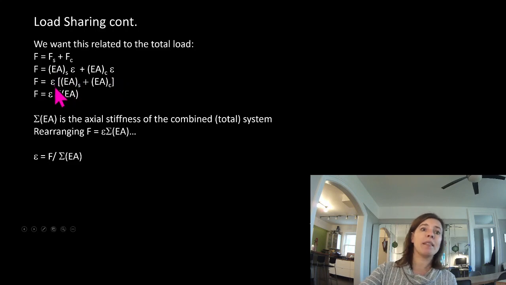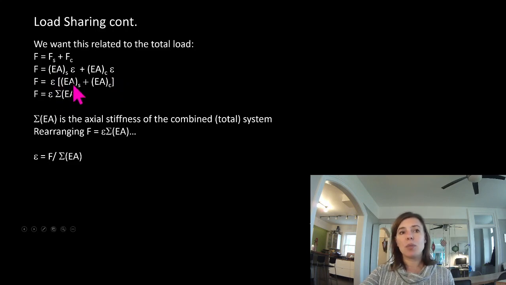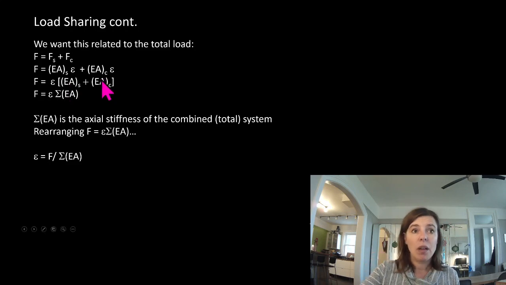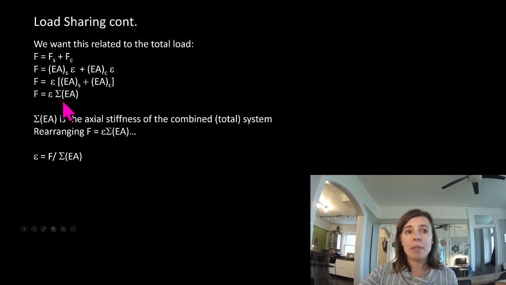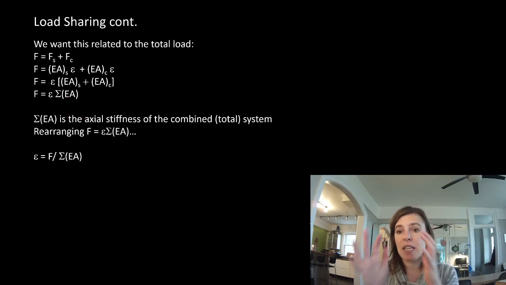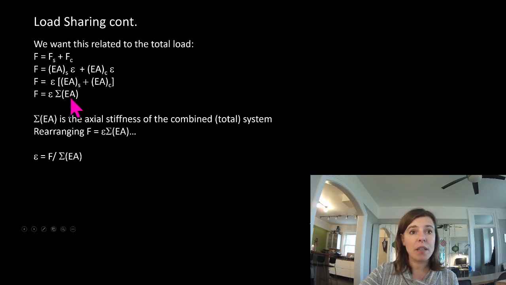Let's pull strain outside of that, because if both things are multiplied by it, we can bring it outside and put a bracket around it. So the strain, which is the same for both, times the sum of the EAs, or the sum of each EA of each material. If there were 5 materials, there might be 5 EAs all added up. So the sum of EA is the axial stiffness of the combined or total system.